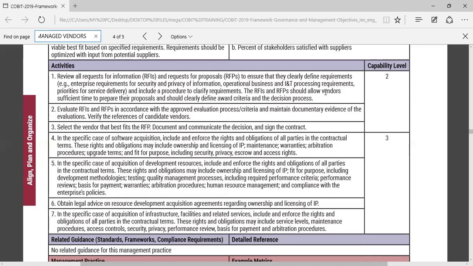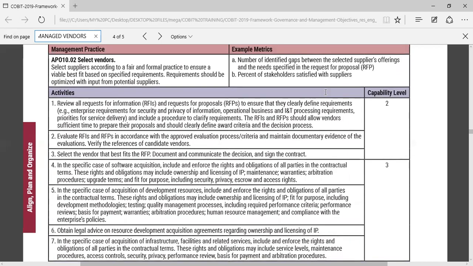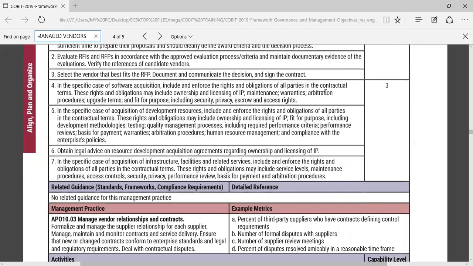Number 7, in the specific case of acquisition of infrastructure, facilities and related services, include and enforce the rights and obligations of all parties in the contractual terms. So you are hiring a vendor to come and set up a data center for us. You have to have a detailed and stringent contract. That's what that is saying. These rights and obligations may include service levels, maintenance procedures, access controls, security, privacy, performance review, basis for payment, and arbitration procedures. These are the 7 activities under APO 10.02 select vendors.